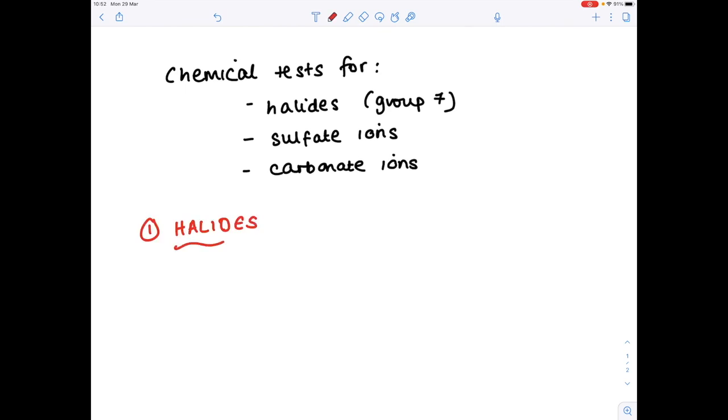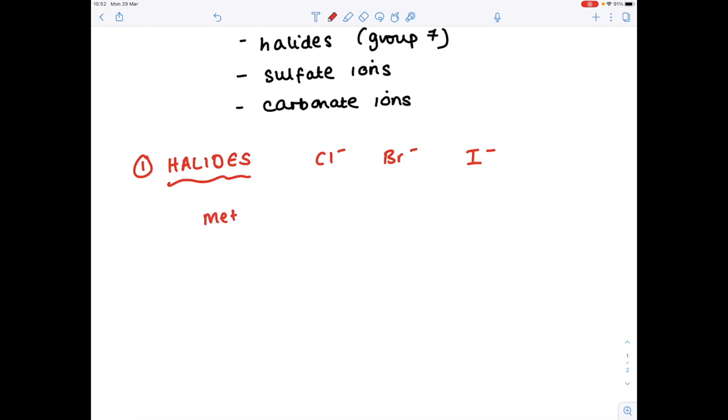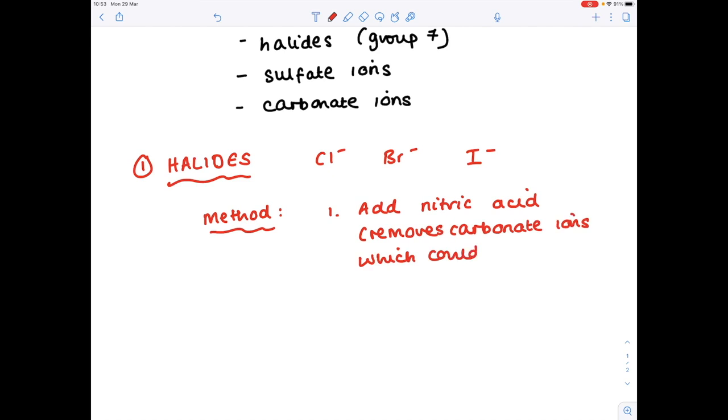So we need to be aware of the tests for chloride ions, bromide ions and iodide ions. In terms of the method, which you do need to specify, number 1, you need to add nitric acid. And they could ask you why you do that, and that's in order to remove any other carbonate ions which could interfere in the test. And the second step is to add silver nitrate. Now this is really important.